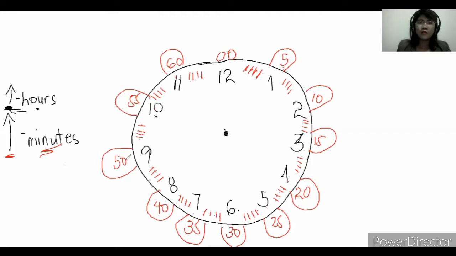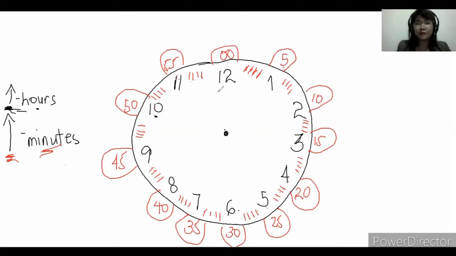40. Sorry. Supposedly it's 40. This one is 45. 50. 55. And 1, 2, 3, 4, 5. 60. Okay. In minutes, you will read the number outside the clock.